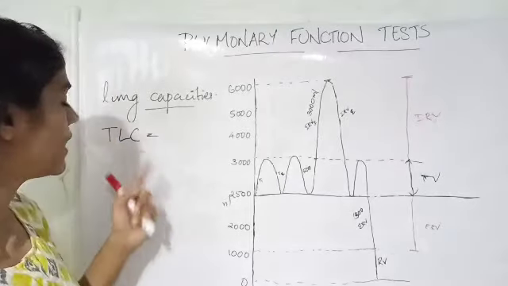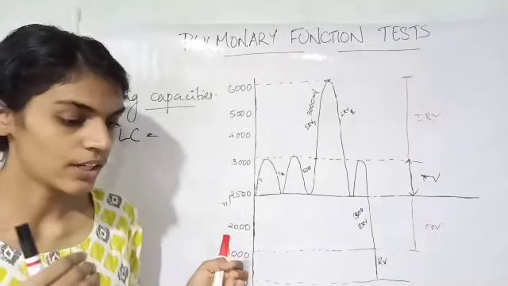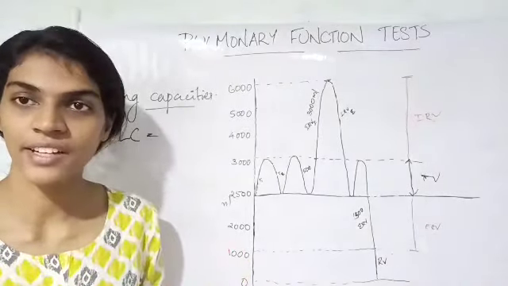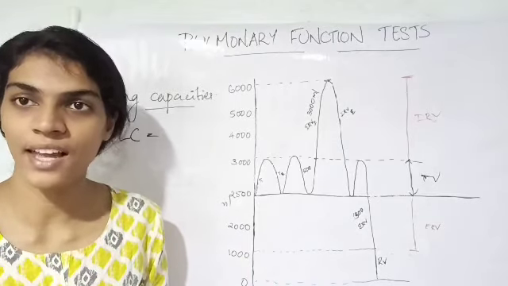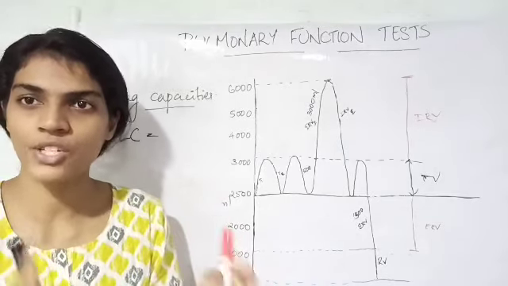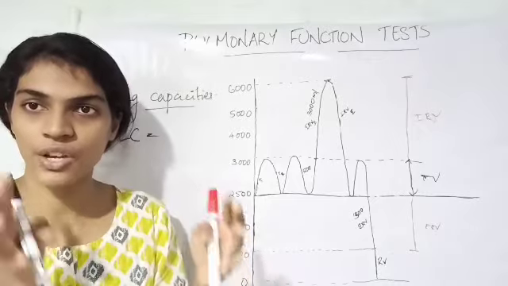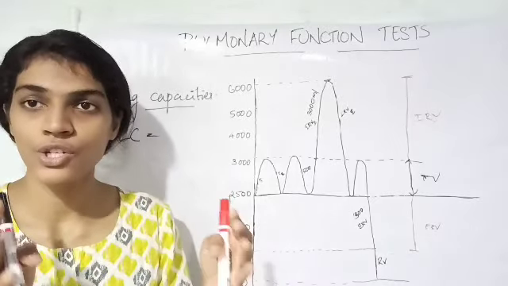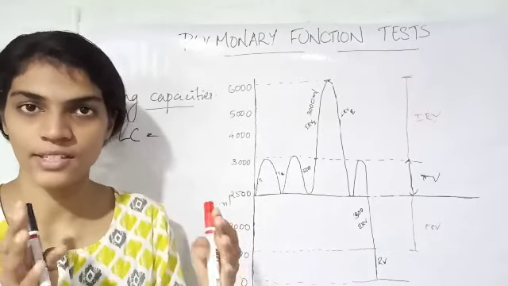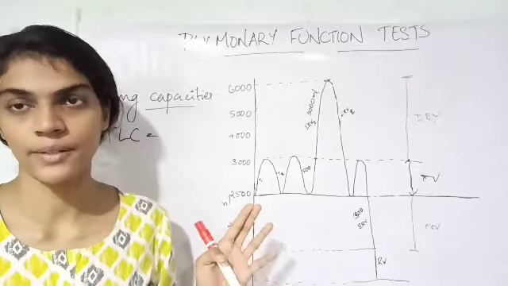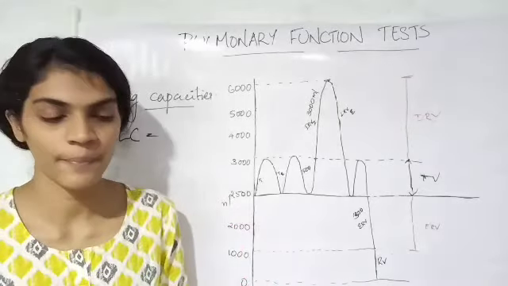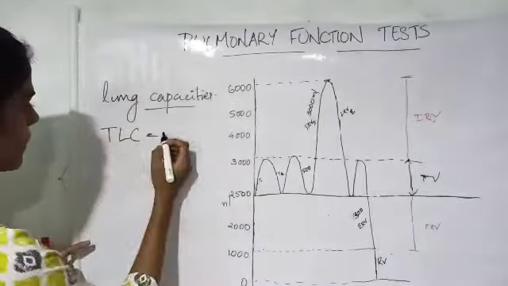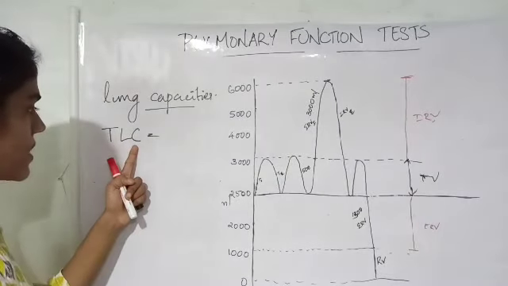Total lung capacity is the total volume of air that can be occupied in the lungs. It is the capacity of the lungs, the maximum capacity of the lungs to hold air. So we can say total lung capacity.